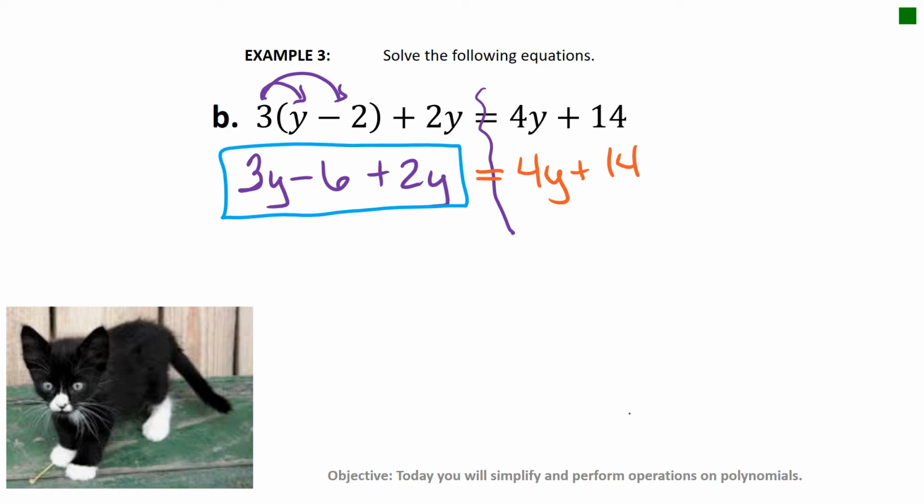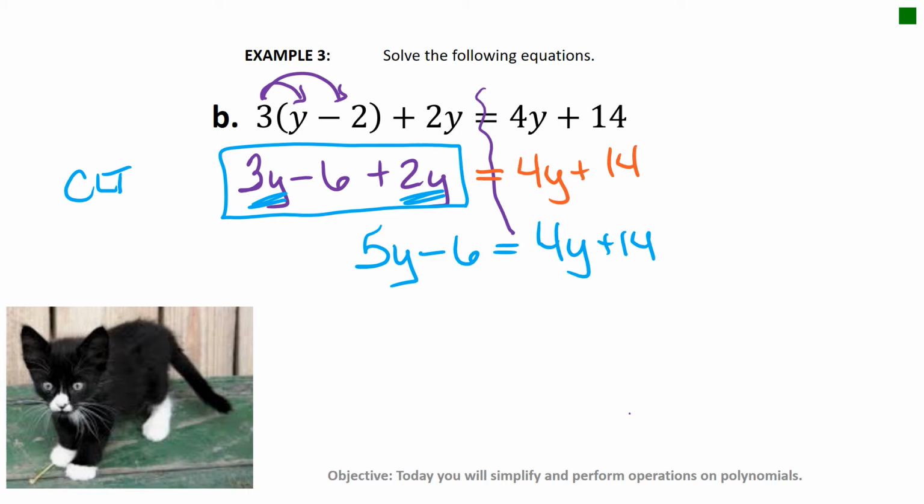Let's go to the left-hand side. This time I didn't mess up. This time I can combine like terms. I can put 3y and 2y together. So 3y plus 2y is 5y. There's still a -6 equals 4y plus 14. Oh my gosh, that's so last year, Mrs. Evans. We did this all in August and September. We know how to do it. Okay, show me. You're going to subtract the 4y.